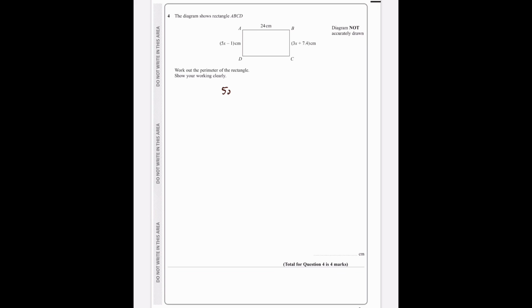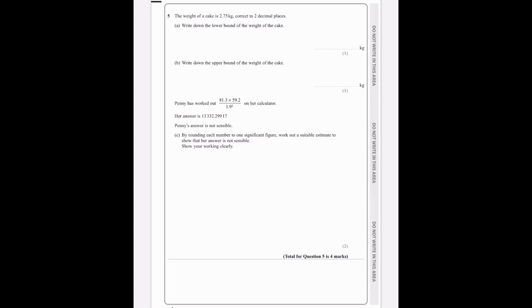Question number 4. It gives us A to D and B to C in terms of x, and we know this is a rectangle, so those two lengths must be the same. Allows me to form an equation we can solve to find what x is. Bring the 3x onto the left, add the 1 to both sides, divide by 2. And if we plug 4.2 into either expression, we'll get 20 out as the length A to D or B to C. And therefore we can work out the perimeter of the shape, which comes out as 88 centimeters.